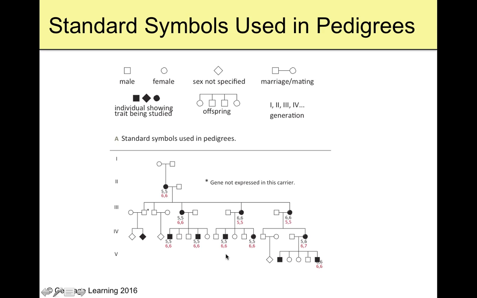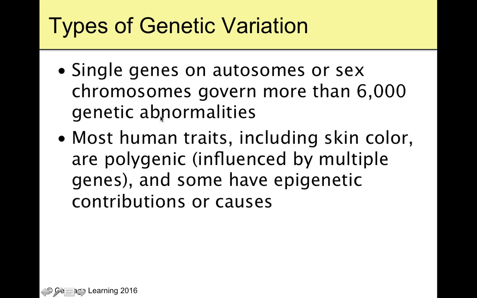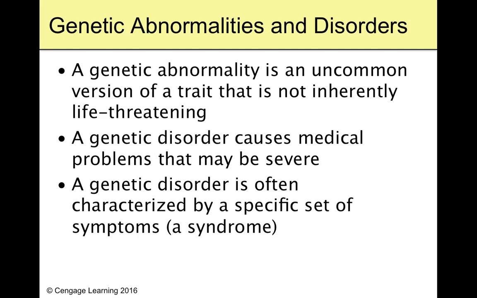It doesn't give you their genotype, it just gives you the traits and their phenotype. So single genes on autosomes or sex chromosomes can govern more than 6,000 genetic abnormalities. So one gene can cause just a ton of issues. Most of our human traits, like skin color, are polygenic, which means many genes influence one trait, and some have epigenetic contributions or causes. So studying this can become a little difficult.